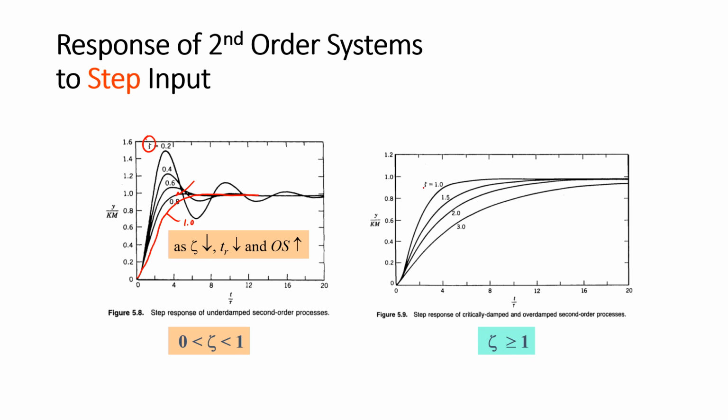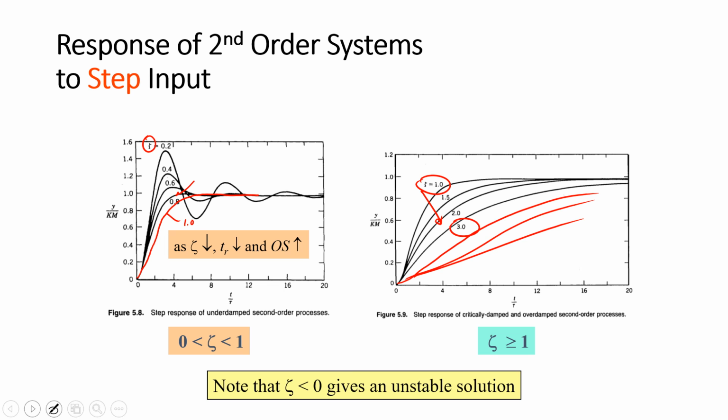Okay, so as we continue down on the zeta values, here's zeta equals 1, that's critically damped, and then zeta equals 3, that is overdamped. So it gradually, so that might be 4, 5, 6. It's going to get more and more damped and approach the new steady state value more slowly.